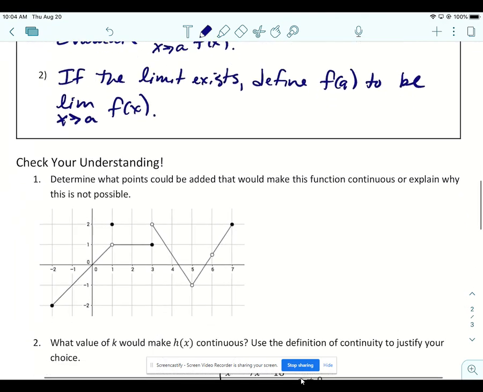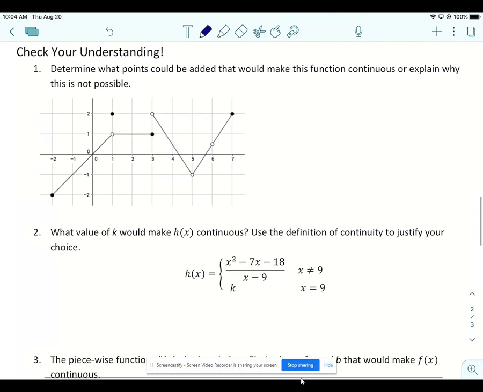All right, so let's look at number 1. We're going to determine what points could be added that would make this function continuous, or explain why that's not possible. All right, so let's start with our first place of discontinuity, which is when x is 1. Now what we could do is take this point right here, that's at (1, 2), and redefine it to (1, 1).